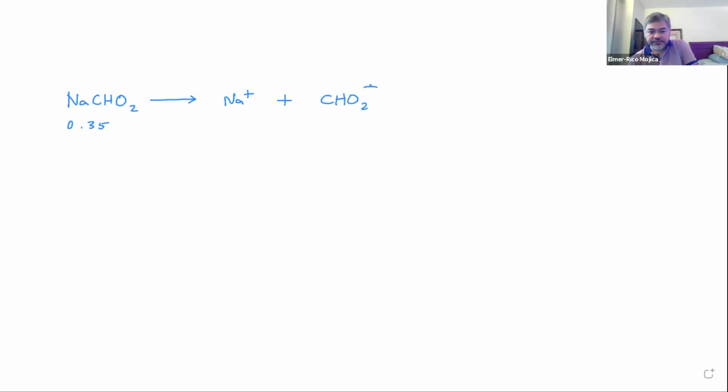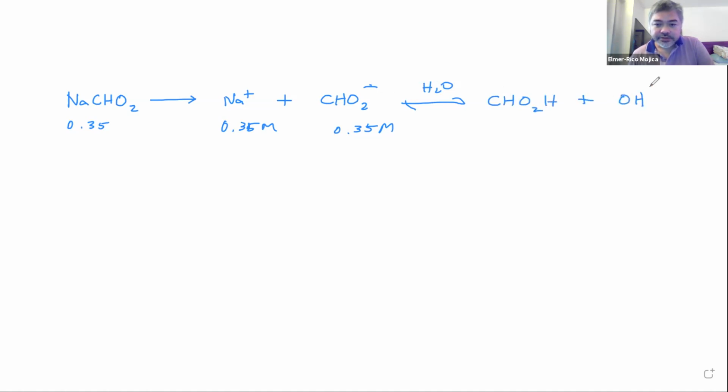Okay. So if you have that 0.35 molar, that will dissociate to also give you 0.35 molar of your Na plus and 0.35 molar of your CHO2 minus. So which one will hydrolyze? Which of the two ions will hydrolyze? So most likely it's this one, because that is the conjugate base of a weak acid. So it will hydrolyze with reaction with water. So you will have CHO2H plus OH minus. Now you are asked, based on the problem, what is the pH?